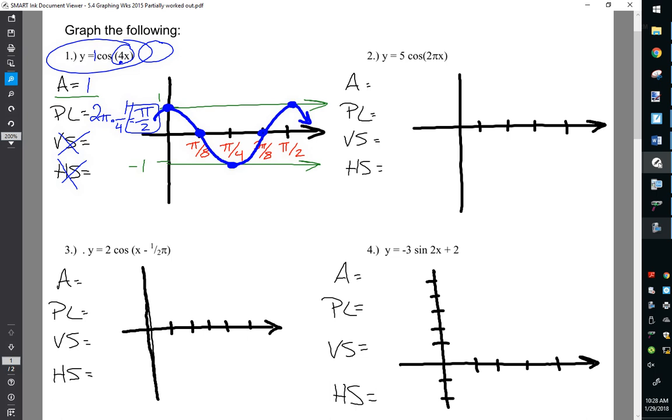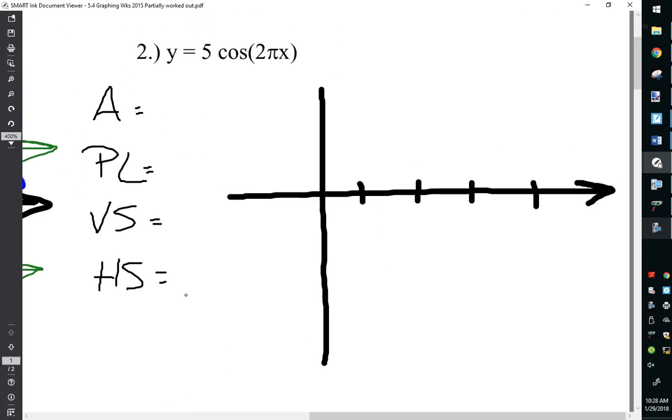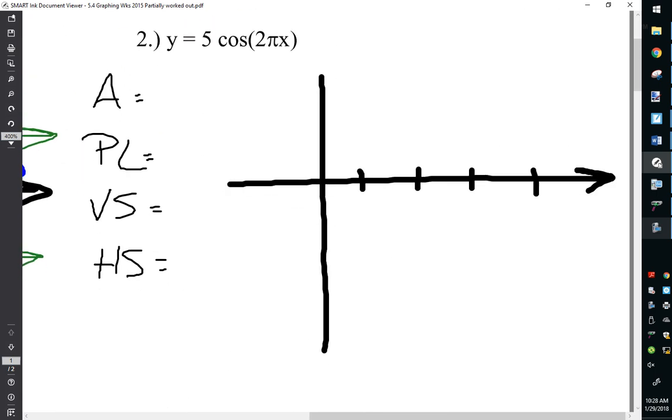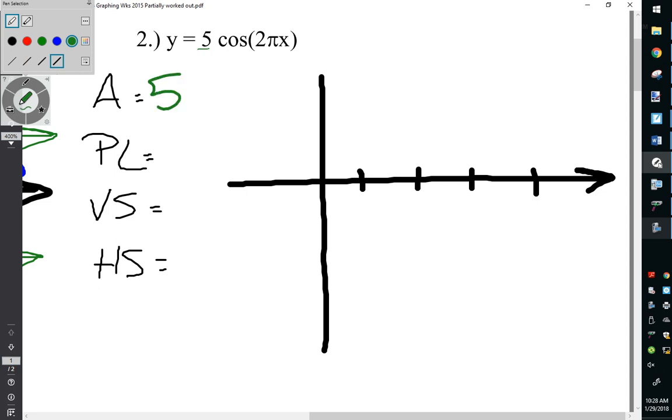Number 2, I'm going to zoom in to see this better. Number 2. Y equals 5 cosine 2 pi x. Amplitude is the number in front. It's 5. Period length, you start off with 2 pi, then you multiply by the reciprocal of whatever's in front of my x. I'm going to multiply by 1 over 2 pi. That cancels, leaving you just 1.